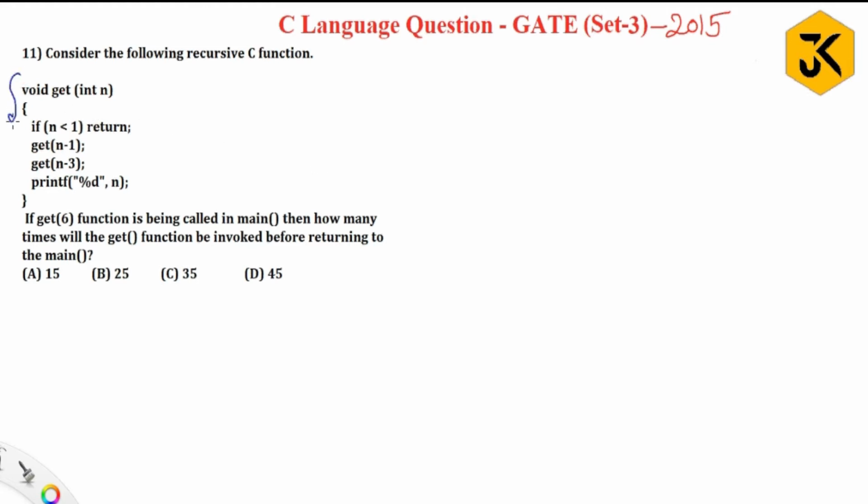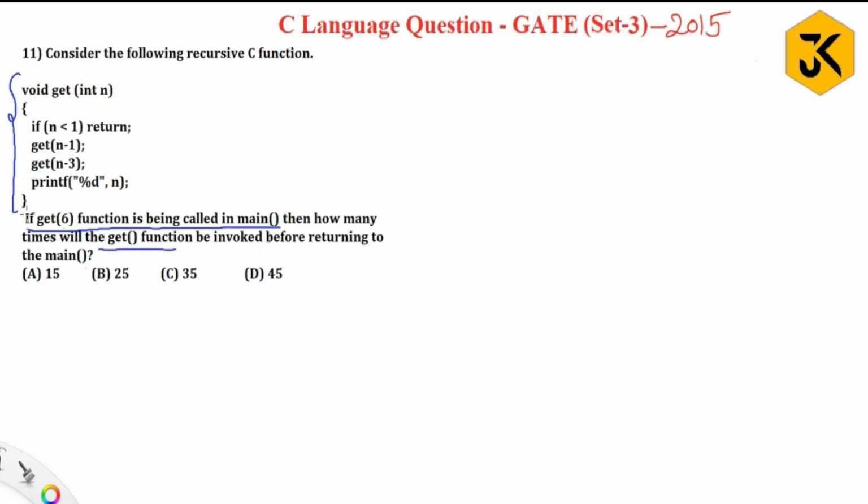Let's see one of the C language questions which was asked in GATE 2015. Here they have given a few lines of code. Please pause the video and go through it. They are asking: if get of 6 function is called from the main function, then how many times will the get function be invoked before returning to the main function? Means they will call this function from main by passing 6 as a value. Then how many times will this function be invoked, they are asking.